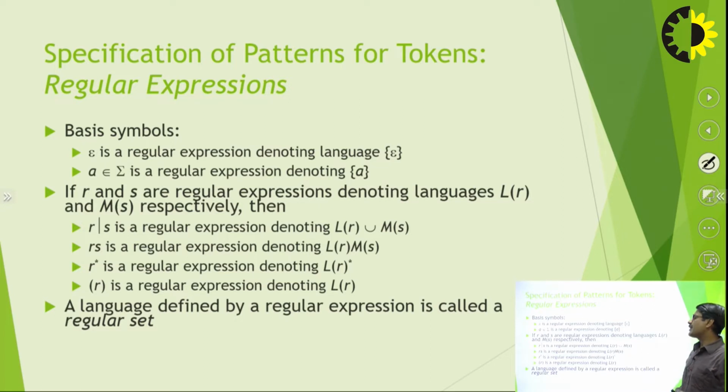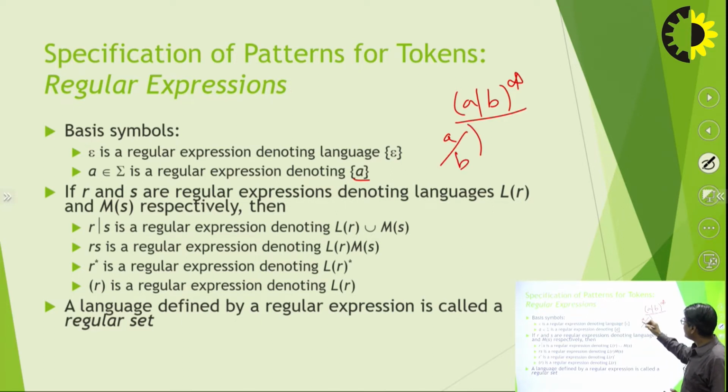Then a bracketed R is a regular expression denoting L(R), like if A is the symbol. And if in brackets there is any particular sequence, like if I write (A|B) closure, all of this is a regular expression. If you break it down, A is alone, B is alone, then their union is there, and then the closure operation is performed on that union. These are all regular expressions, from an individual small a, small b to the closure of this particular expression. So a language defined by a regular expression is called a regular set.